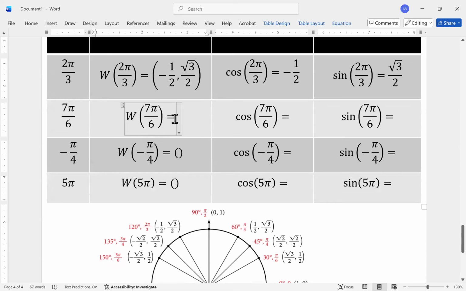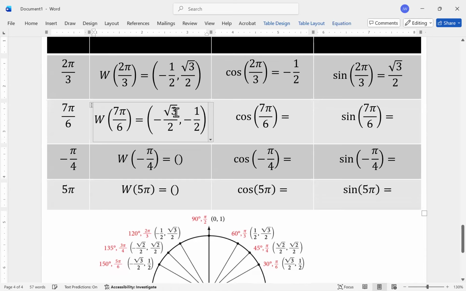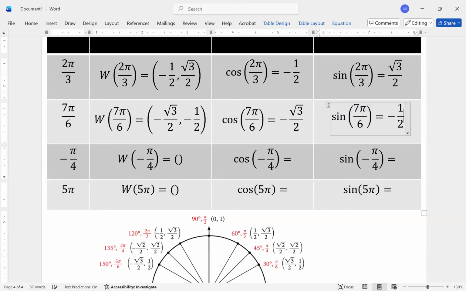So negative square root of 3 divided by 2, and then negative 1/2. That is the wrapping function output of 7 pi over 6. So the cosine of 7 pi over 6 is negative square root of 3 divided by 2, and the sine of 7 pi over 6 is negative 1/2.